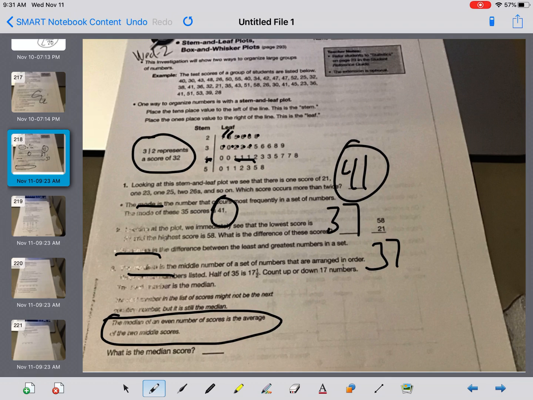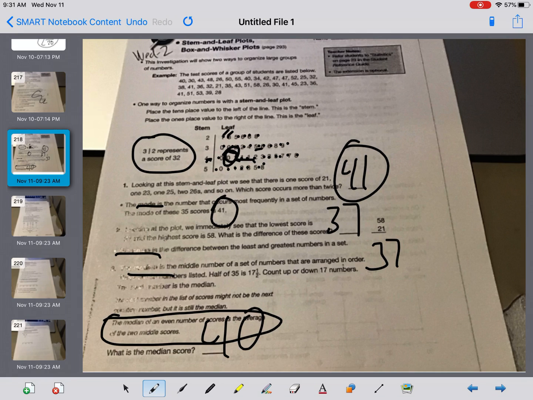My job is to figure out the median, so I'm counting 17. 1, 2, 3, 4, 5, 6, 7, 8, 9, 10, 11, 12, 13, 14, 15, 16, 17, and it's that next one. So the median score is 40. You could have also started from the bottom and worked up. 1, 2, 3, 4, 5, 6, 7, 8, 9, 10, 11, 12, 13, 14, 15, 16, 17. And you can see it's the same exact number.